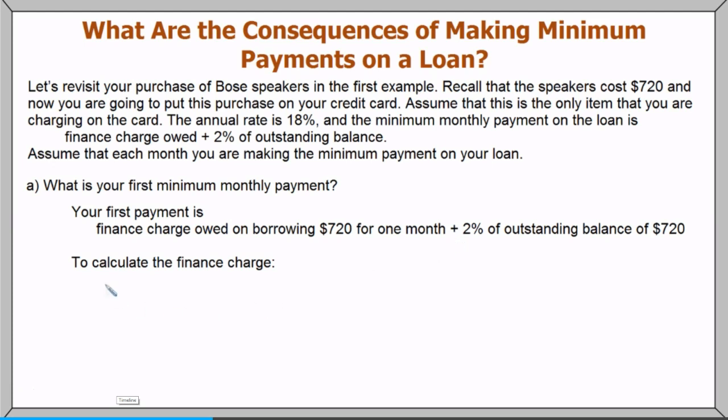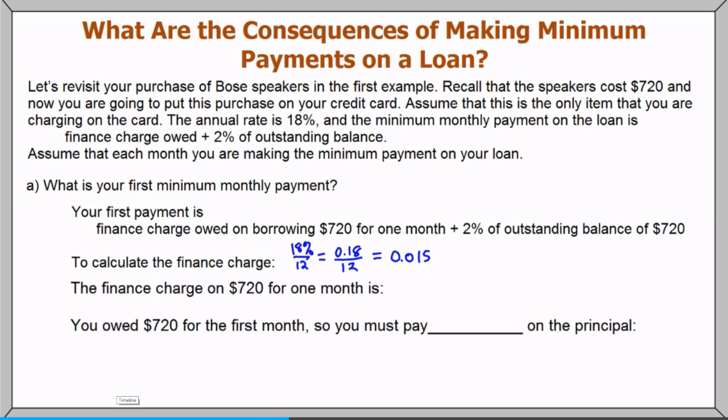To calculate the finance charge, we will use the annual interest rate, 18%, and find the monthly rate by dividing 18% by 12. We need to write our percent as a decimal, therefore, we must find 0.18 divided by 12, which is 0.015. The finance charge on $720 for 1 month is 0.015 times 720, which is equal to $10.80.